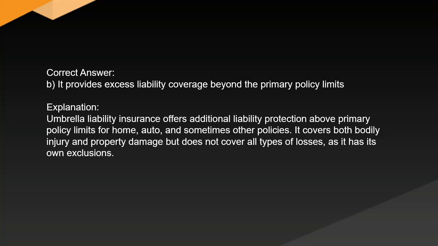Correct answer. B. It provides excess liability coverage beyond the primary policy limits. Explanation. Umbrella liability insurance offers additional liability protection above primary policy limits for home, auto, and sometimes other policies. It covers both bodily injury and property damage, but does not cover all types of losses as it has its own exclusions.